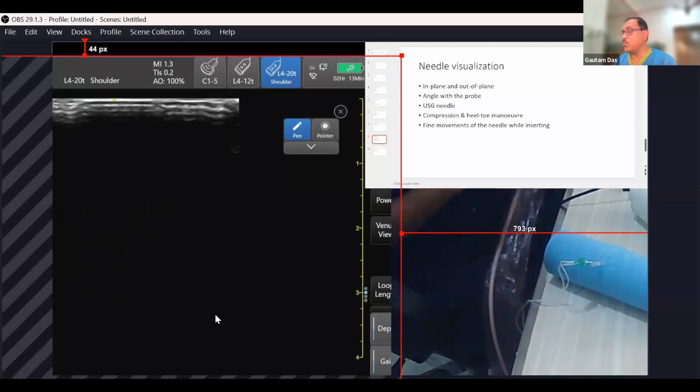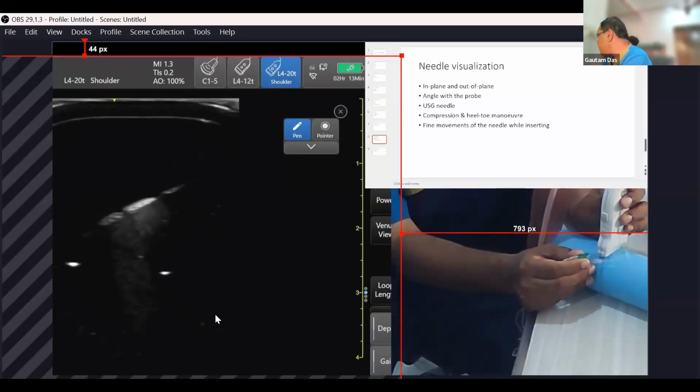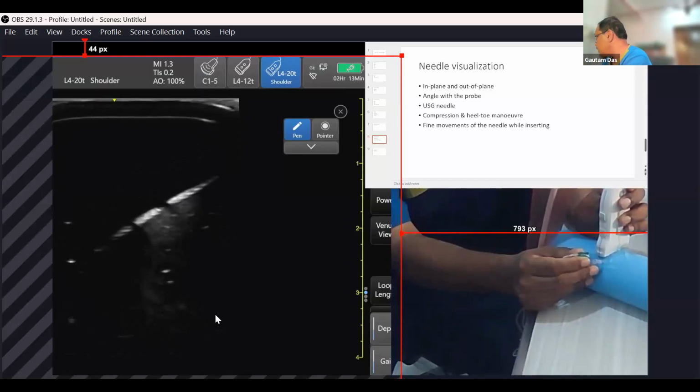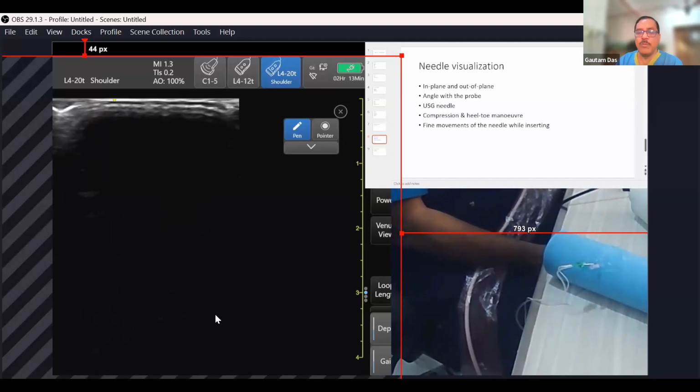And another thing you can do is, when you are putting the needle in, make a finer movement. Don't go straight away like this. Just make finer movements and go. Then your needle visibility will be better. What will happen is your surrounding tissue will move, and even if the needle is not nicely visible, you will still be able to understand the trajectory.